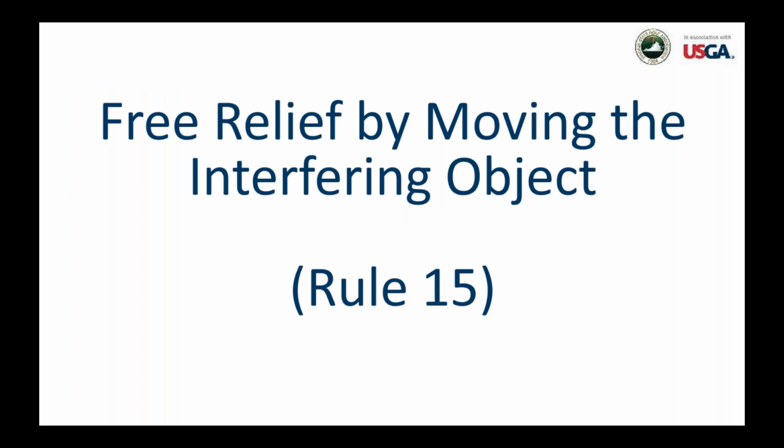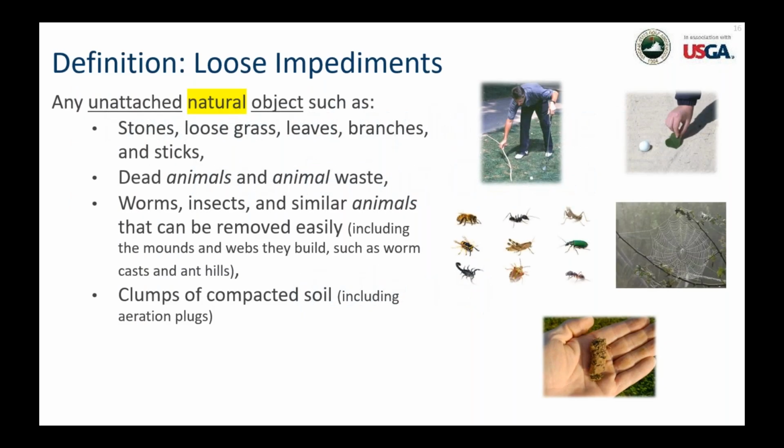All right, let's see if we can touch on free relief by moving the interfering object. Okay, definitions. I kind of haven't touched on this either, but definitions are a great place to start when trying to learn a little bit more about the rules. We've talked about a few already, and in this one, loose impediments cover many different things, but it is any unattached natural object. And natural is key because we'll see with the definition of movable obstruction what the difference is.